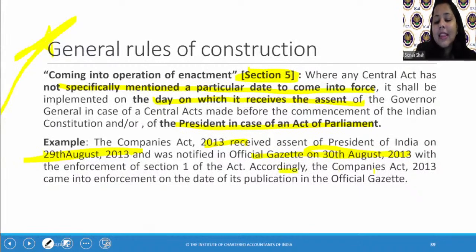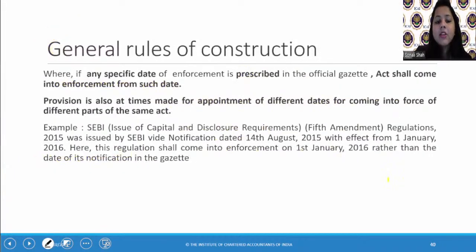So the Companies Act came into force on the date of its publication in the official gazette, which was 30th August 2013, the date on which it commenced. Further, it says that if any specific date of enforcement is prescribed in the official gazette, the act shall come into force from such date.